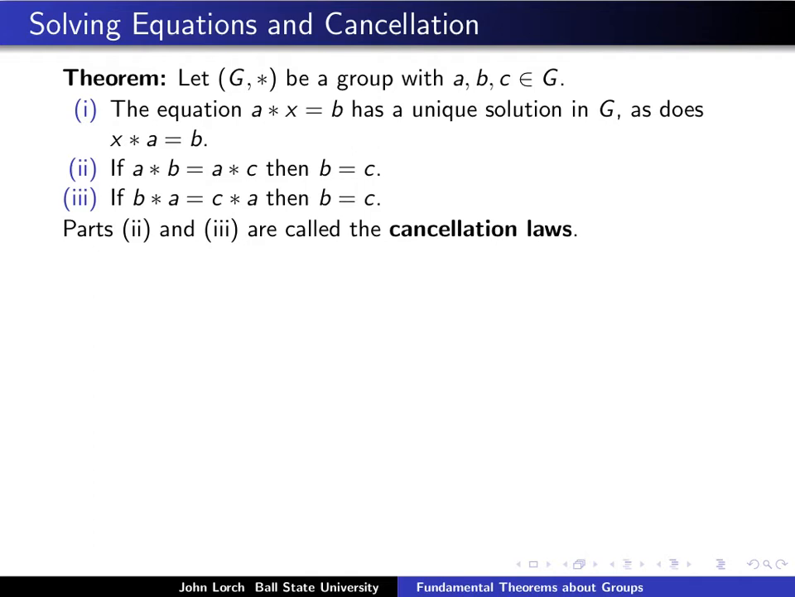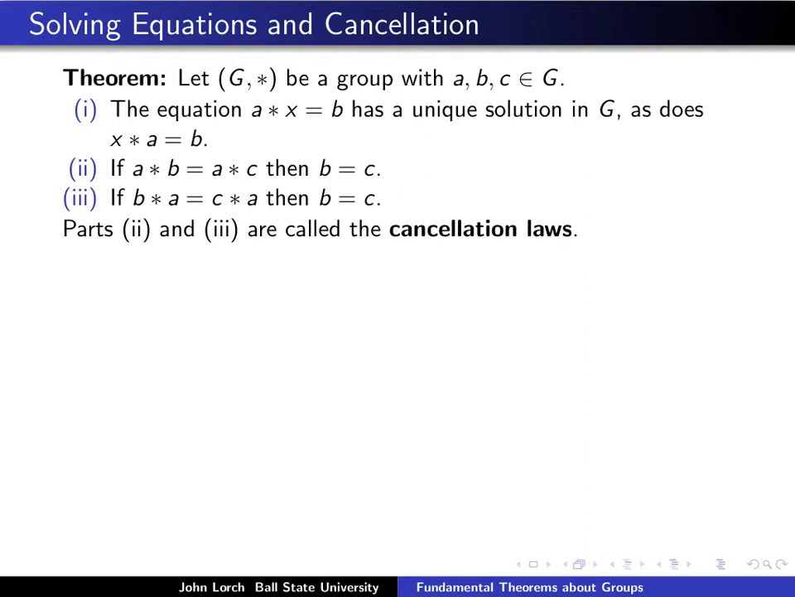The next theorems are about solving equations and cancellation. So again, we start with a group, G comma star. We have some elements A, B, and C that live in the group. Item 1 of our theorem tells us that if we start with a simple equation, A times X equals B, then that equation must have a unique solution in G, as does the equation X times A equals B.